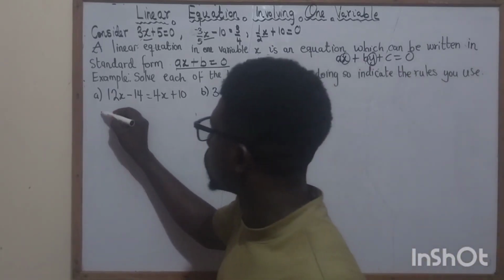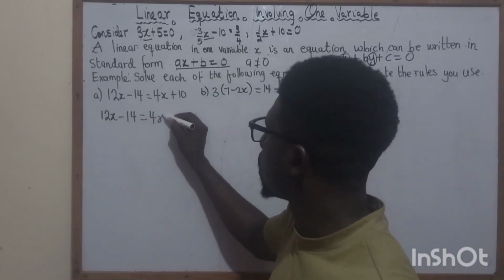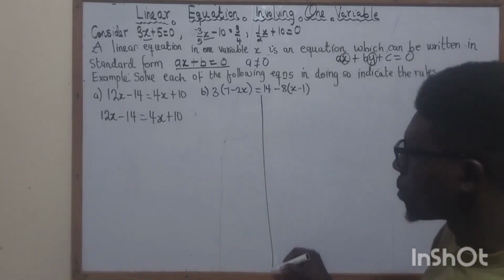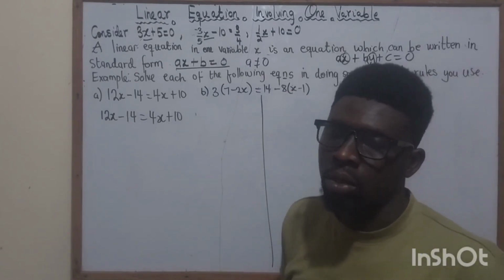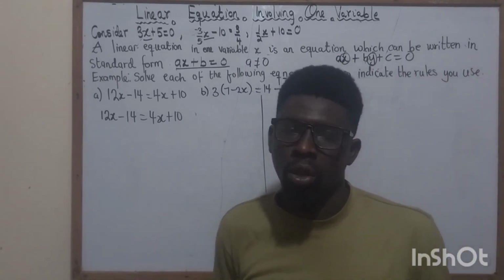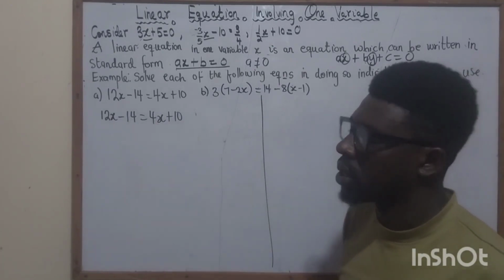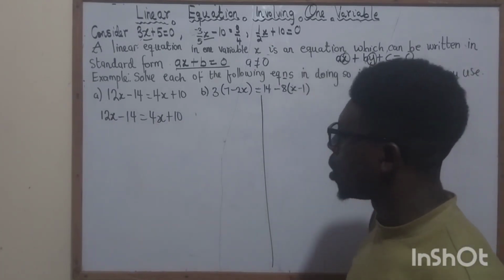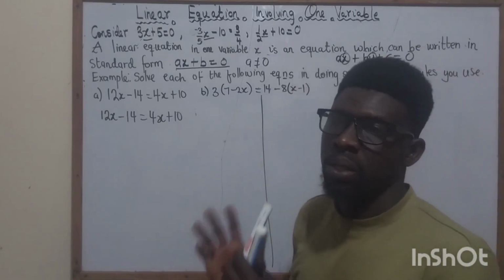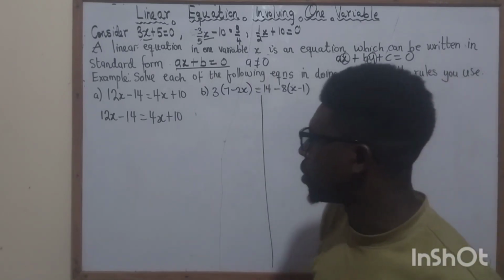So let's take the first one, which is 12x minus 14 equals 4x plus 10, right? We are being asked to solve this equation and indicate the rules we use. So 12x minus 14 equals 4x plus 10 is the given equation. All right, so what are we doing? As we said, we want to make the variable stand at one side of the equality and the constant number at the other side of the equality.